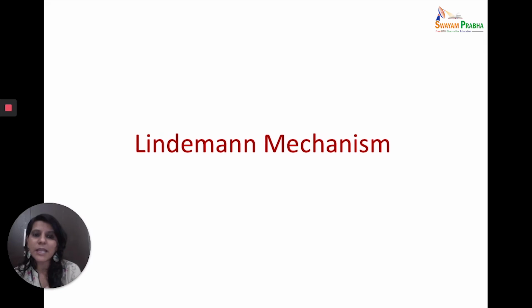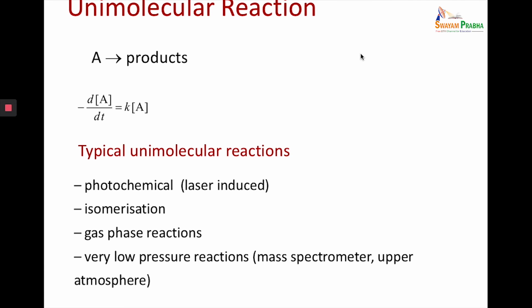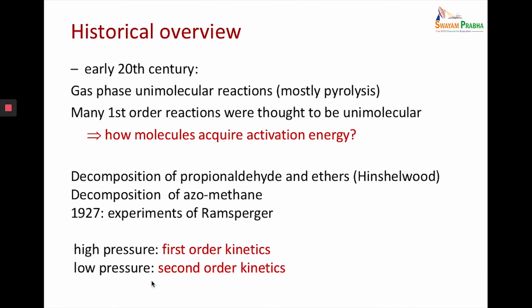Now let us look at the Lindemann mechanism. It's a very important part of kinetics and an important explanation while studying unimolecular reaction mechanisms. Let us take a look at unimolecular reactions. What are unimolecular reactions? Where only one molecule is present in the elementary step of the reaction. So, minus dA/dt equal to K[A]. Typical unimolecular reactions include photochemical reactions, isomerization, decomposition, gas phase reactions, and very low pressure reactions.